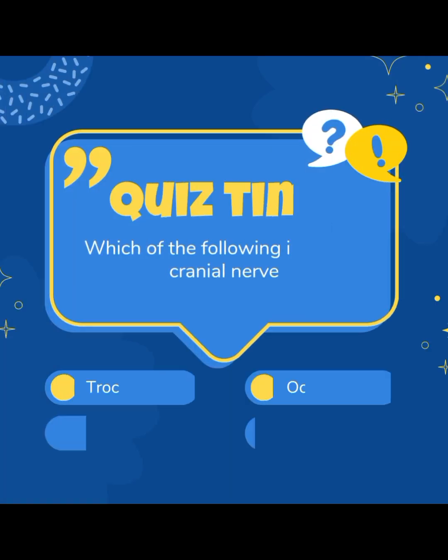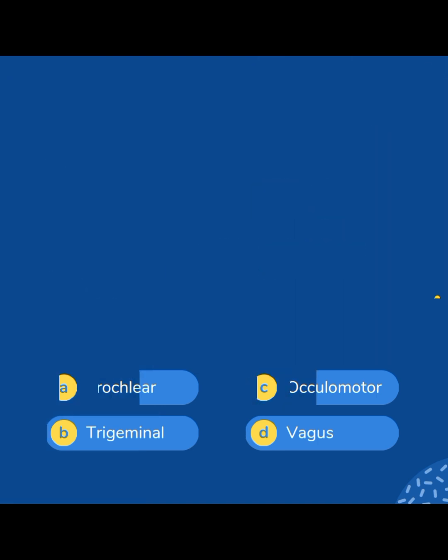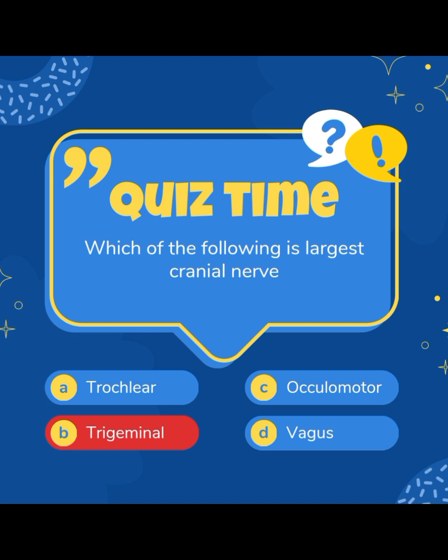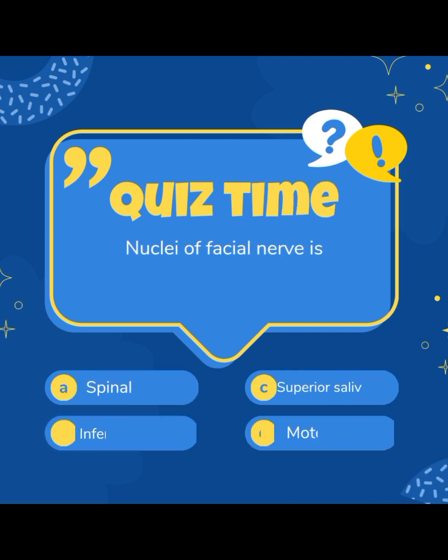Your second question. Which of the following is the largest cranial nerve? Your options are trochlear, oculomotor, trigeminal, and vagus. We just did it. So what is the answer? Yes, trigeminal. Your next question. Nuclei of facial nerve is: your options are spinal, superior salivatory, inferior salivatory, and motor.